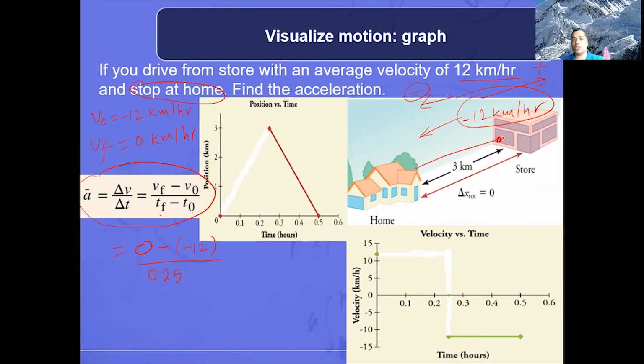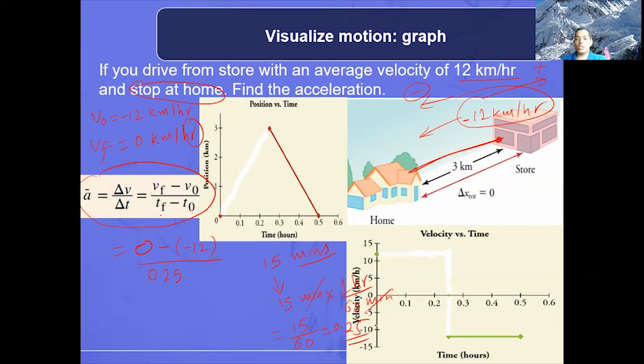Because it takes 15 minutes, right? How do you change your 15 minutes to hour? I'm trying to do everything in kilometer per hour, so since you have hour here, you have to change your minutes to hour. You have to be consistent with the unit, remember? So 15 minutes times 1 hour over 60 minutes. The minutes cancel out, 15 over 60. So how much do you get? You get 0.25.